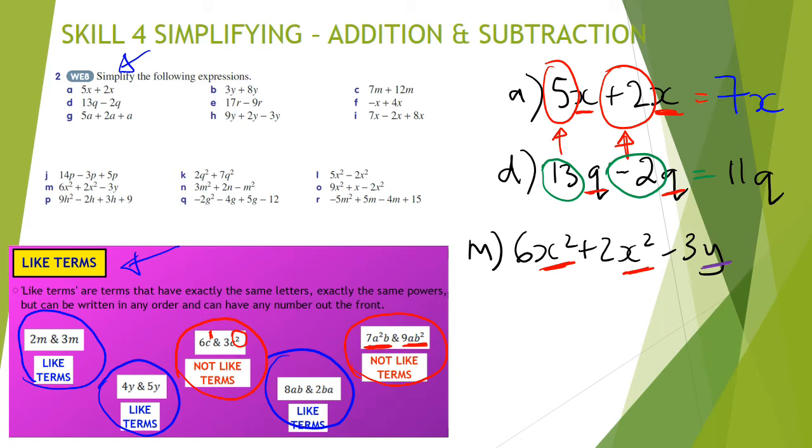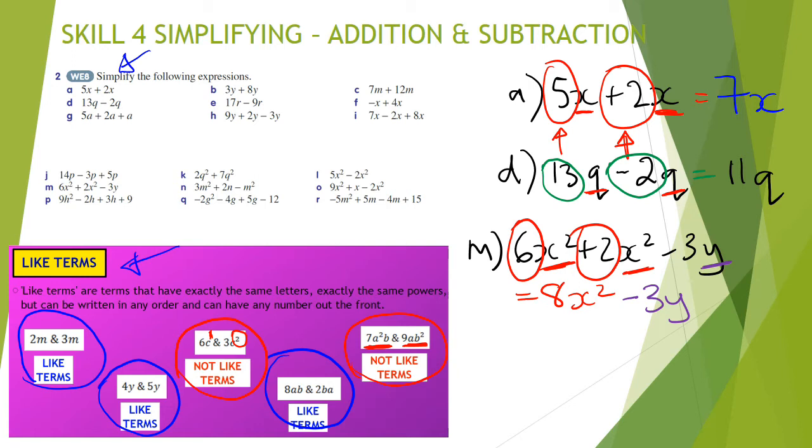With the x squared terms, we can add them up. We've got 6x squared plus 2x squared. So when we add those up, we're going to finish with 8x squared. And at the end of our answer, we'll subtract 3y because we couldn't simplify anything with that 3y. So we leave it on the end. And that's the final answer. 8x squared, take 3y.